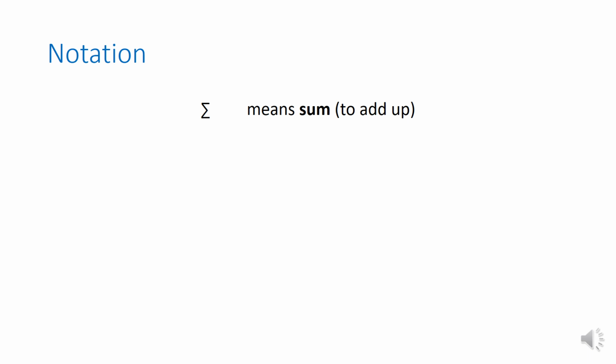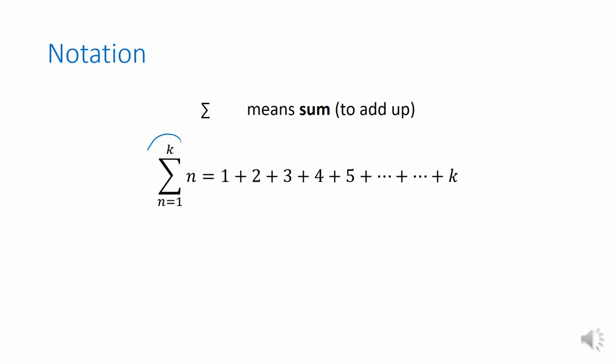Sigma means to sum or to add up. And if you're given something like this, you're told sigma n means to add all the n's. So sigma means to add all the n's from n equals 1. So underneath here gives you the starting value and then up to n equals k. So this value at the top tells you when to stop.